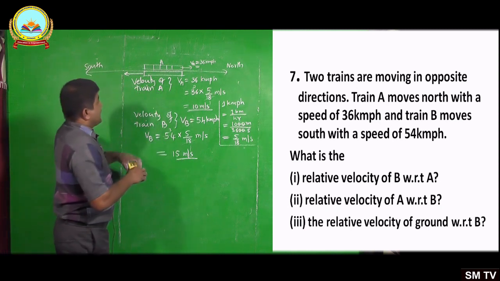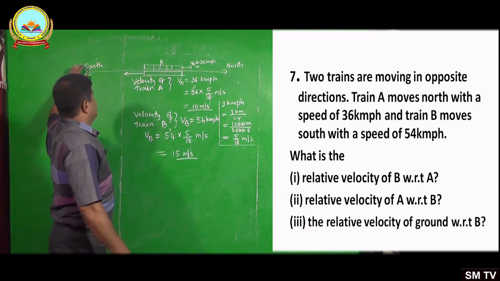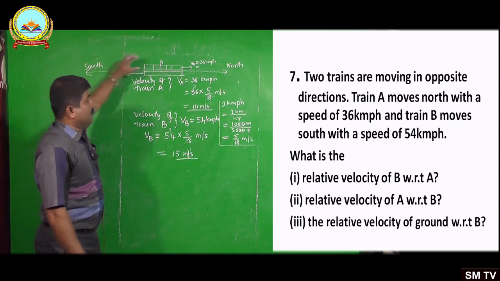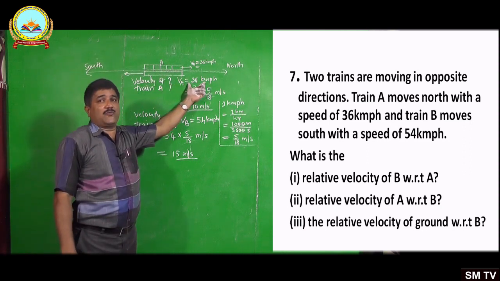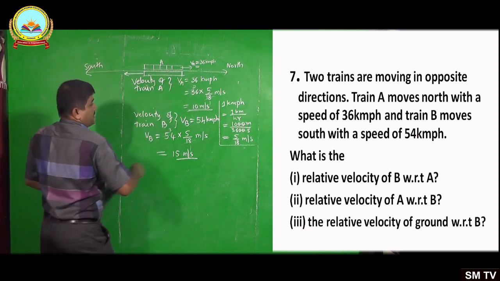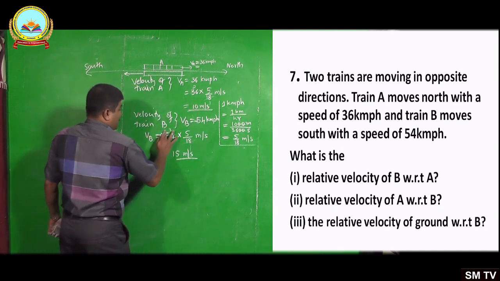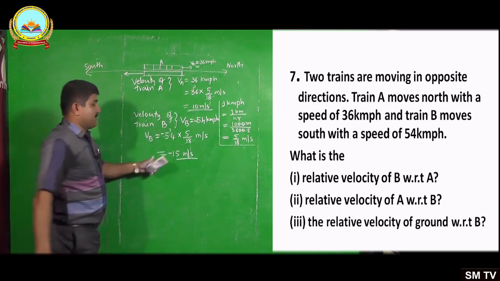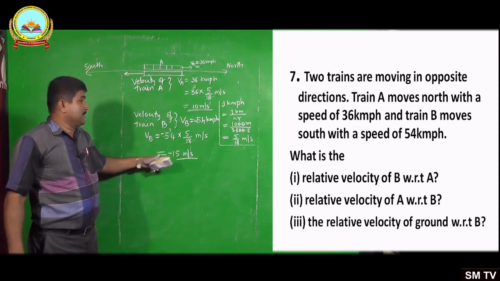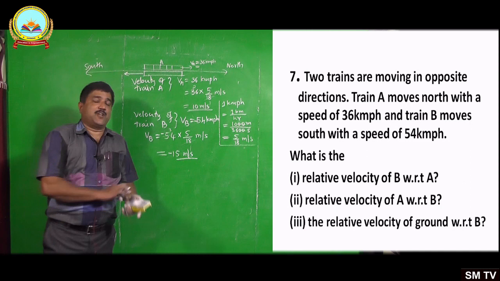Now train B is moving towards the negative x-axis, or south direction, the opposite direction. We have chosen north as the positive value of velocity, so the opposite direction I have to take as negative. Hence it is minus 54, and in meter per second it becomes minus 15 meter per second. So velocity of train B is taken as minus 15 meter per second.